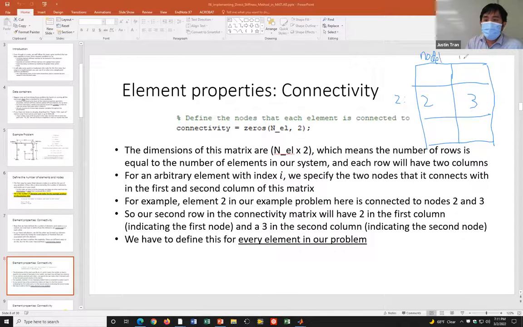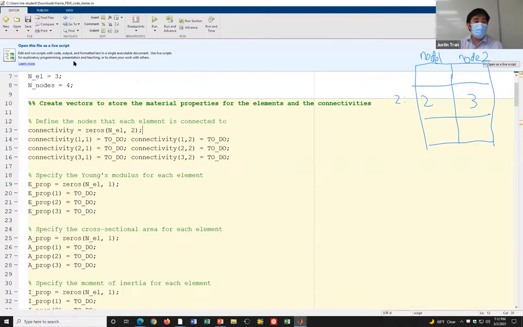So this is node one, and this is node two. Since element two is connected to nodes two and three, we would have a two there and a three. To implement this in our MATLAB code, you can see that we're defining the matrices element by element. Our entry 2, 1, the second row of the first column, is going to be 2. And our entry in the second row and the second column has to be 3.